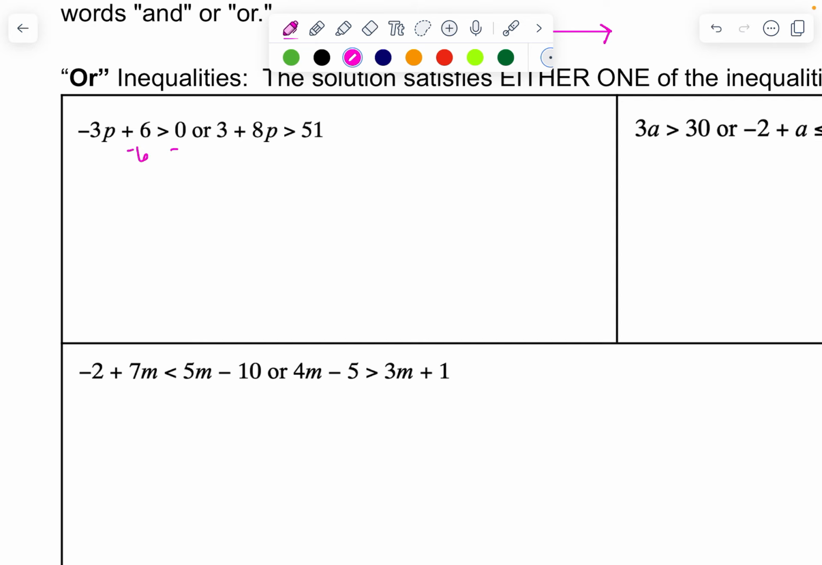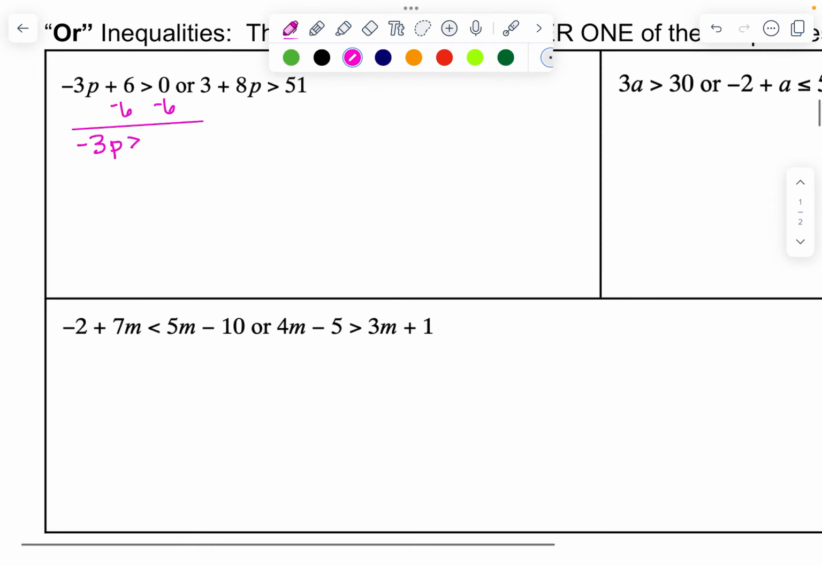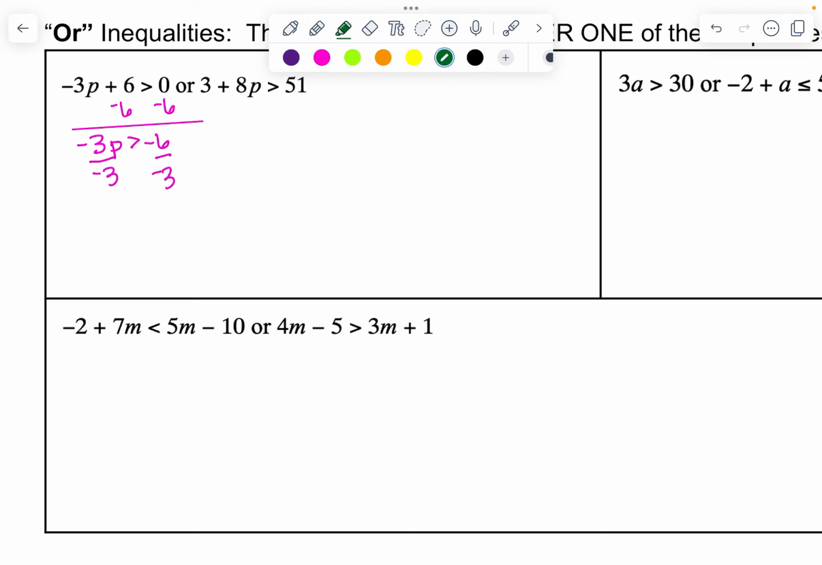So for our first one here, we'll take away 6 from both sides. We'll get negative 3p greater than negative 6. And then we're dividing by a negative. Recall, when we divide by a negative, this inequality symbol switches to its opposite. So our final answer is p less than positive 2 for that one.